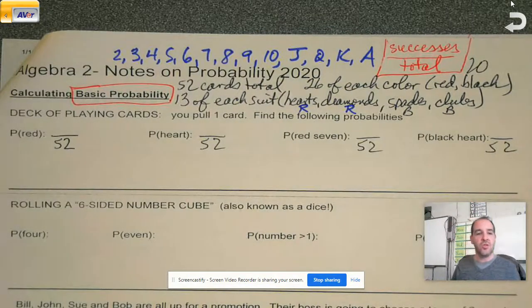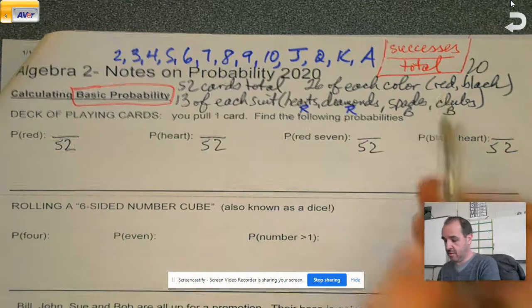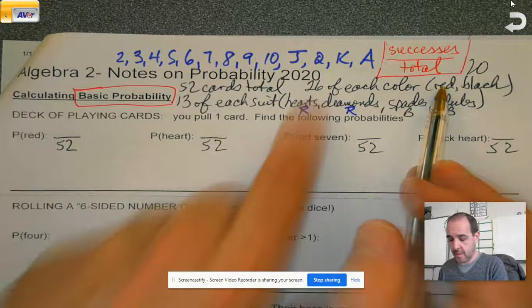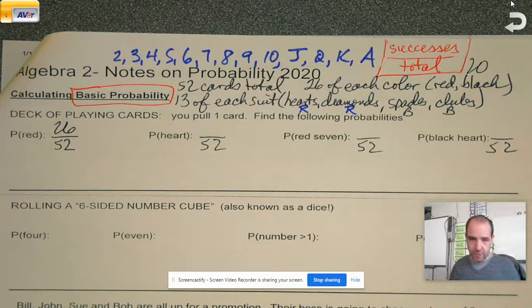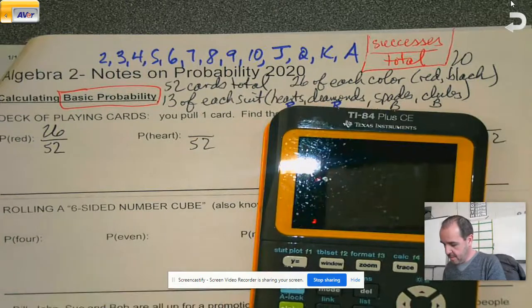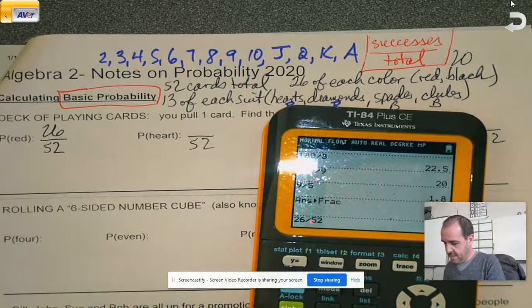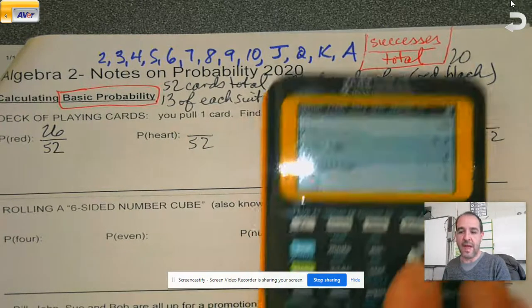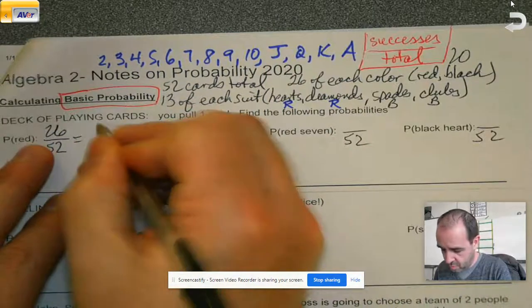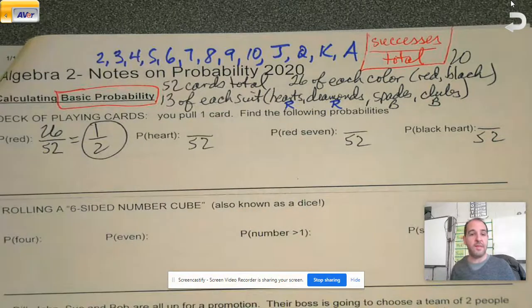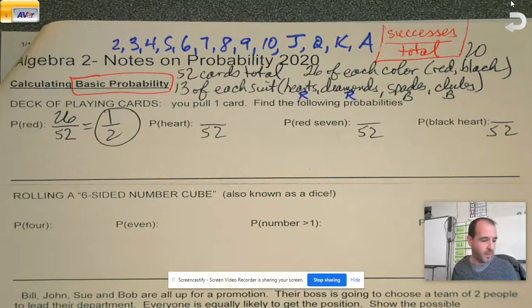Okay, so probability of getting red. Now, it's not 1 out of 52. How many red cards are there? There's 26 of them. So 26 out of 52. If we can reduce, and we've known this since we started dealing with fractions way back when, we can, and it's 1/2. We would need to get all the way to that simplified form.